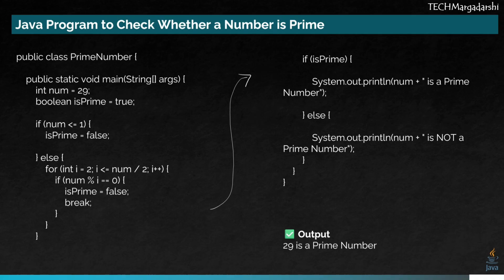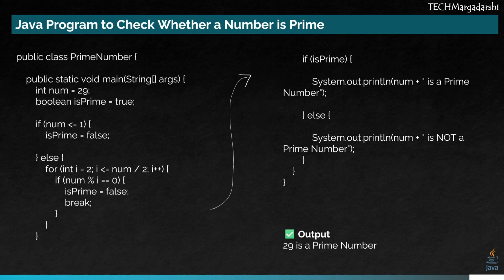If the remainder is 0 for any division, it means the number has more than 2 factors. In that case, we set isPrime to false and exit the loop using the break statement. Finally, we check the value of isPrime. If it is true, we print that the number is a prime number. Otherwise, we print that it is not a prime number.